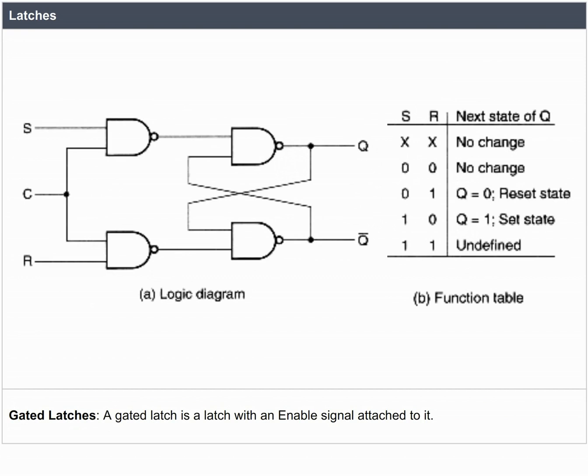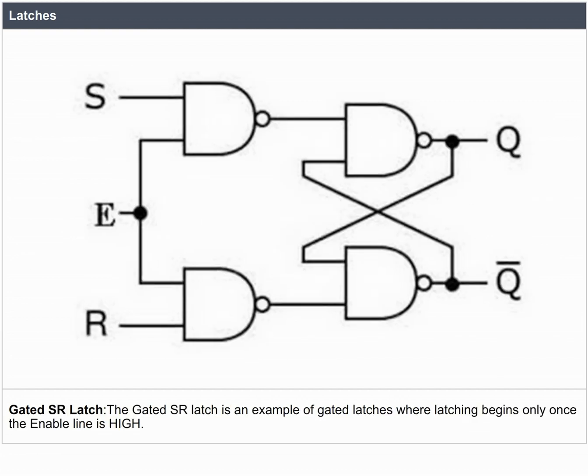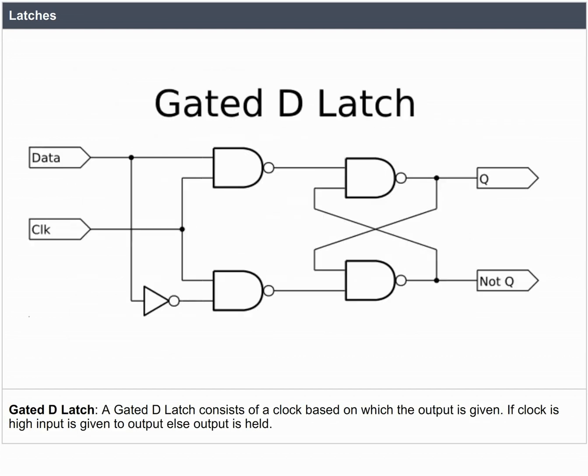Gated latches. A gated latch is a latch with an enable signal attached to it. Gated SR latch. The gated SR latch is an example of gated latches where latching begins only once the enable line is high. Gated D latch. A gated D latch consists of a clock based on which the output is given. If clock is high, input is given to output, else output is held.